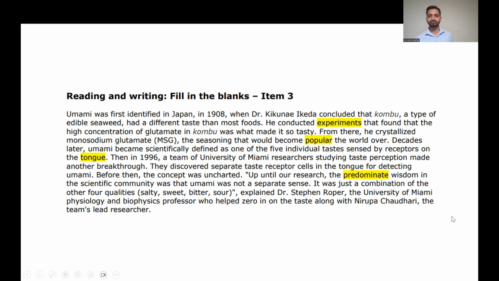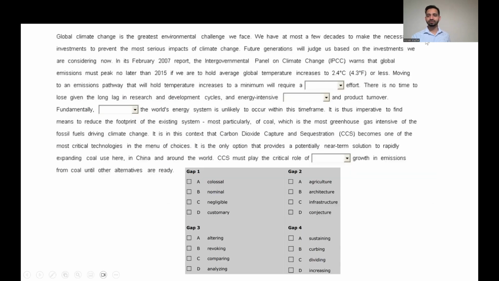So it all makes sense when you read it out like that. We're going to do another one now, and we're going to read it out. Global climate change is the greatest environment.